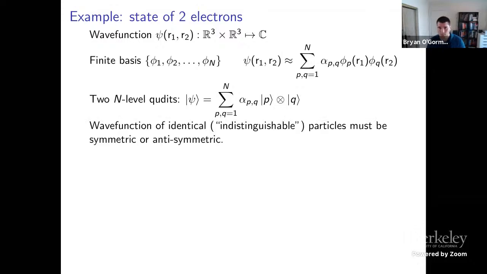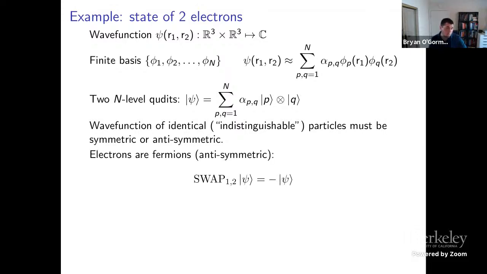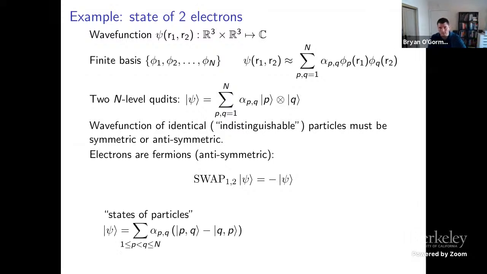But this is where physics comes into play. These electrons are identical or indistinguishable, which means that the wave function needs to be symmetric or antisymmetric. And in particular, electrons are fermions, which means that the wave function needs to be antisymmetric. So operationally, this means that we need to restrict our attention to states that are -1 eigenvectors of the swap operator. And so instead of considering all states of these 2 qubits, we need to restrict our attention to this antisymmetrized state, which is much smaller. I mean, it's still combinatorially large, but it's not the full state of 2 qubits.